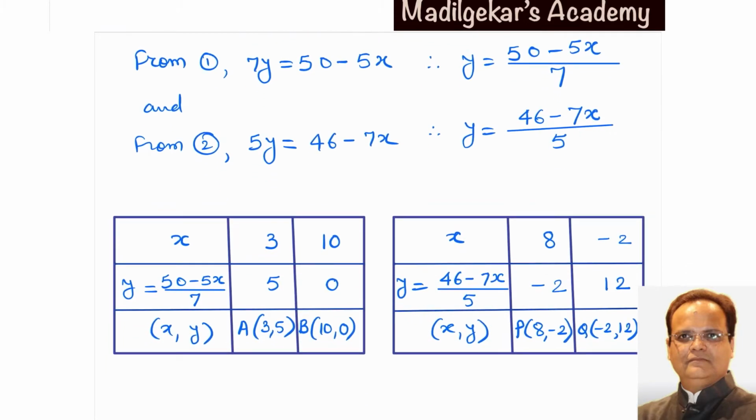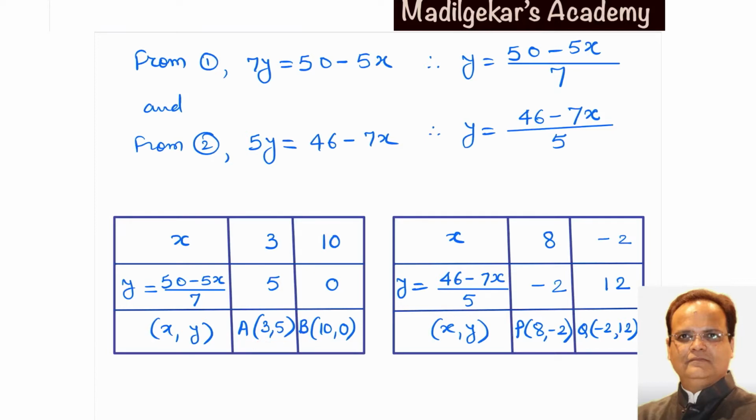From the first line, put x equals 3. So if we substitute x equals 3 here, then it will be 50 minus 15, means 35 by 7, that is 5. So we get the first point A(3, 5).